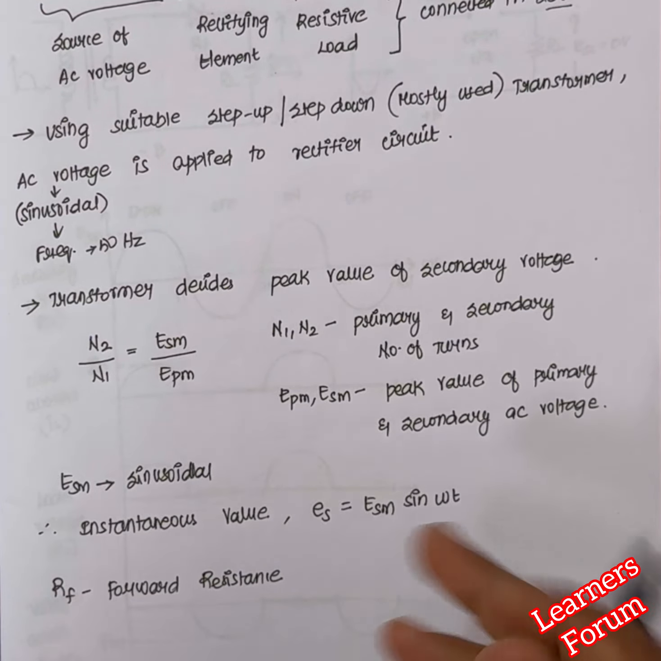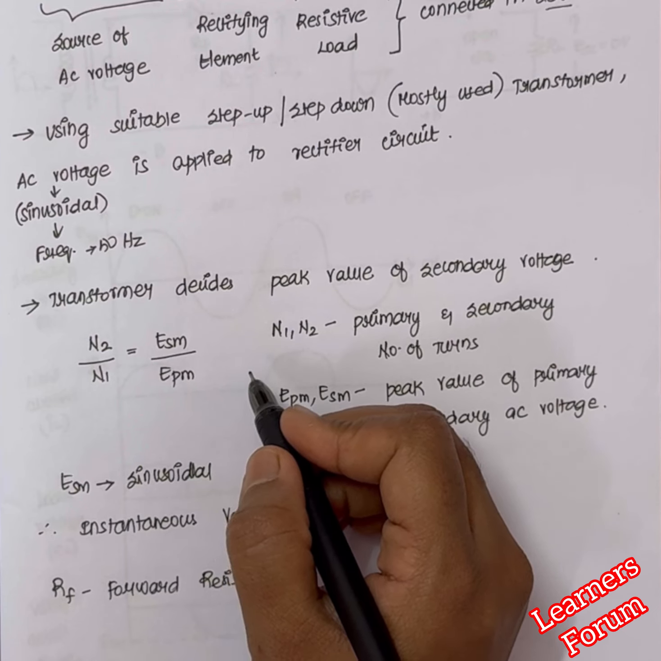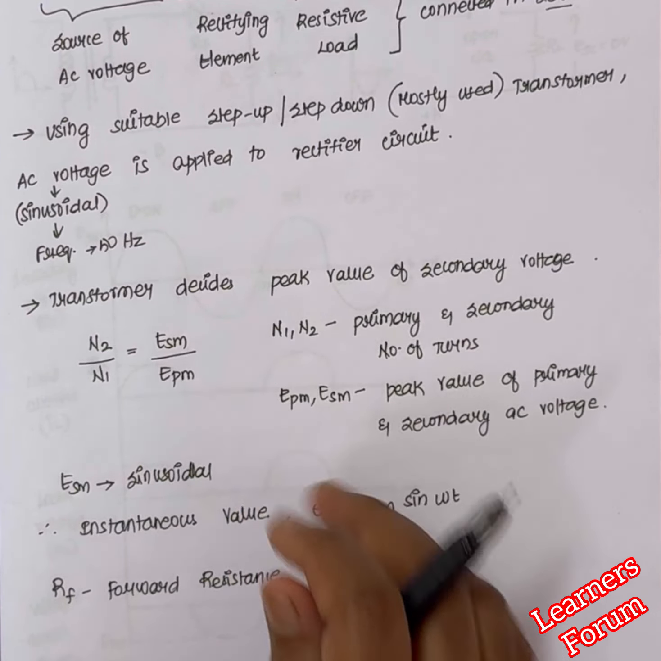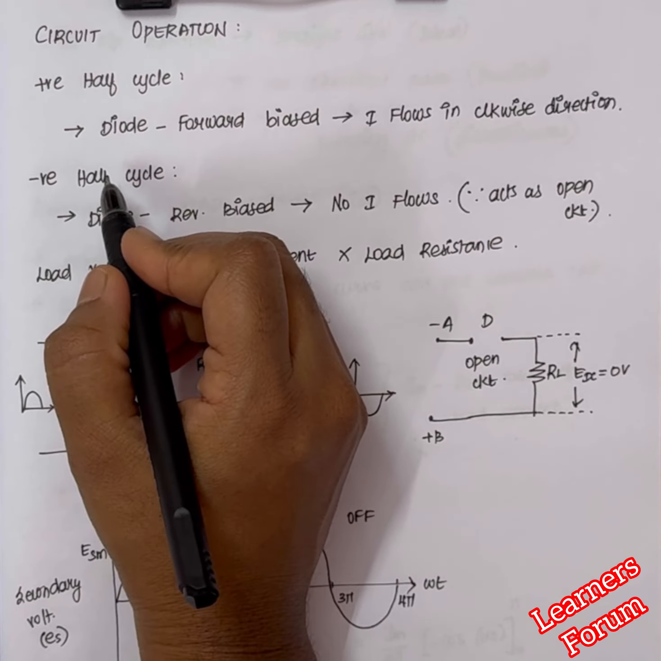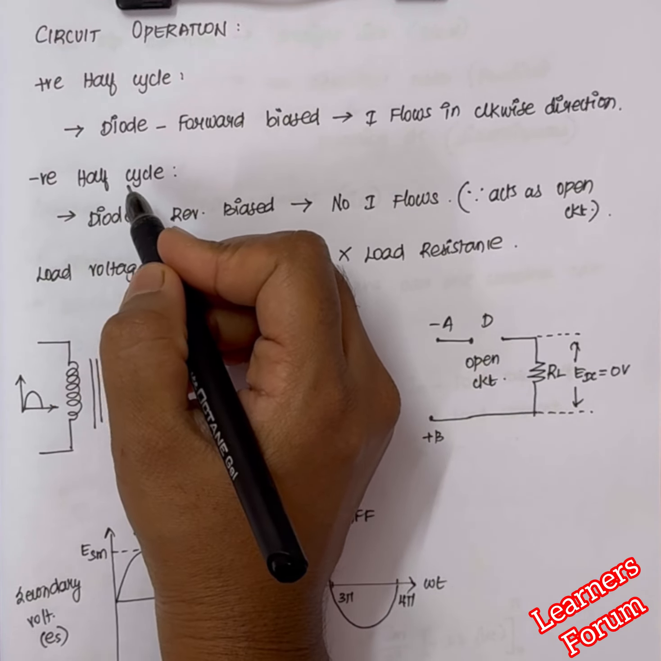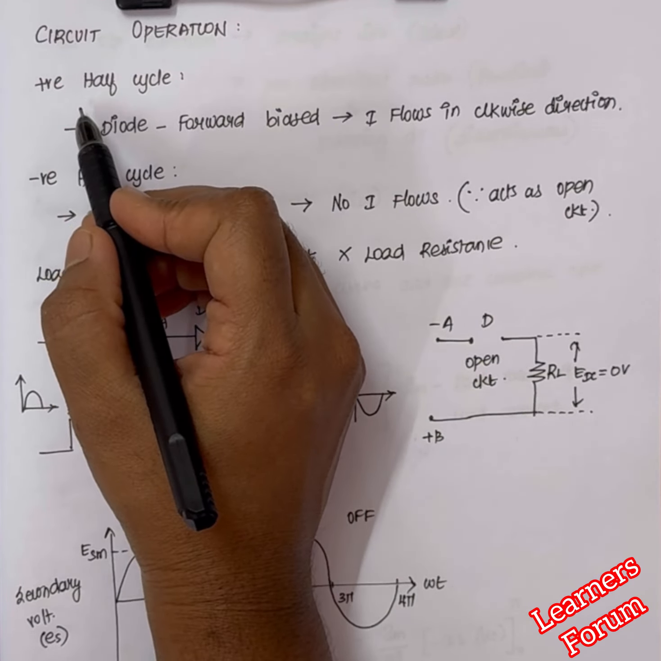Now let us see the circuit operation, that is the working principle of a half wave rectifier: how the positive half cycle is rectified and how the negative half cycle is eliminated. Under the circuit operation, we can divide it into two cycles. Let us see what happens in the positive half cycle, and then what happens in the negative half cycle. Whenever we have a positive half cycle, the diode will be under forward biased condition as we have seen earlier, and the current will flow in a clockwise direction. Whereas in the negative half cycle, the diode will be under reverse biased condition. The common thing is, whenever the diode is in reverse bias condition, there will not be any flow of current.